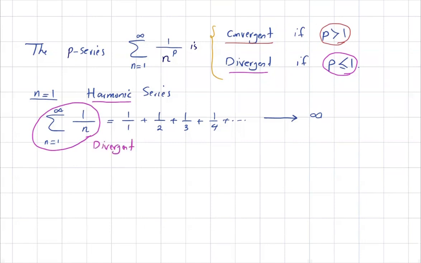What if we have p equals 2? If p is equal to 2, you have the series of 1 divided by n squared, n starts from 1, goes to infinity. How do we deal with this series? We remind ourselves of the integral test.